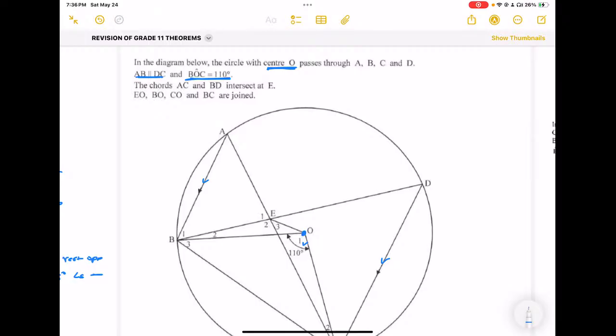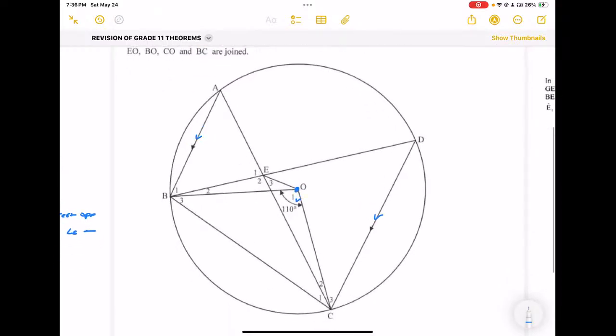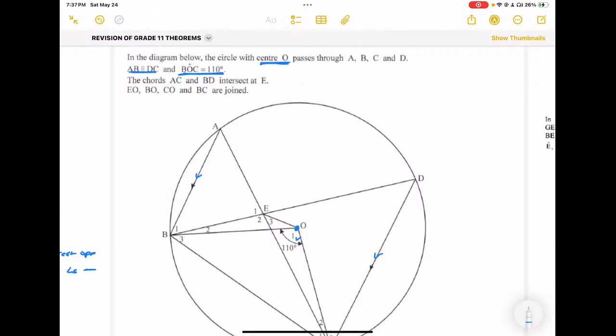And then they are saying AC and BC intersect at E. Two chords are intersecting at E. So it's this one and this one, right? They intersect here, which means the vertical opposite angles there will matter. And then they're saying these are just joined. So now we just need to go back to our keywords. The first one is center O. Central. Do I have a diameter there? I don't have a diameter, so I won't talk about diameters or 90 degrees.